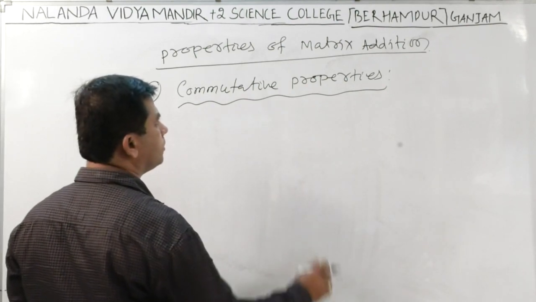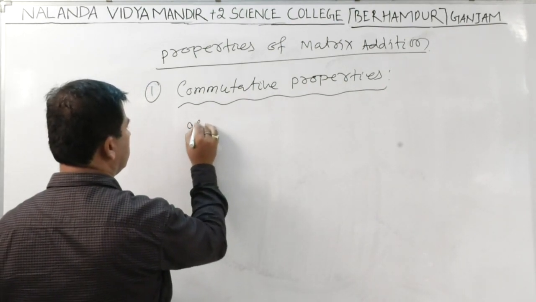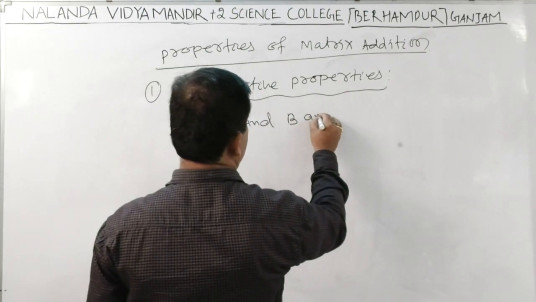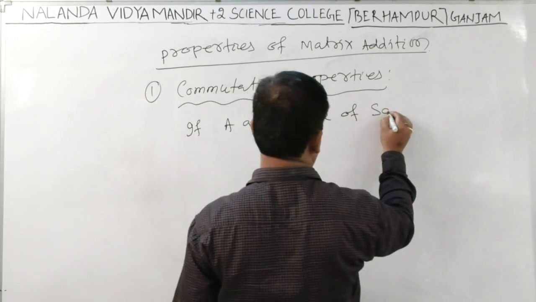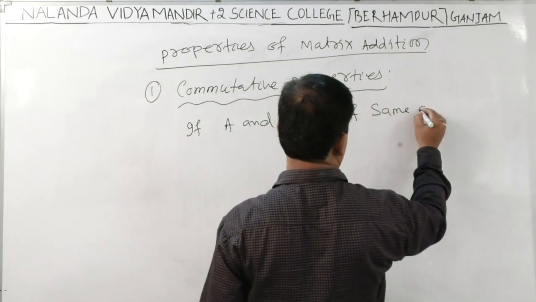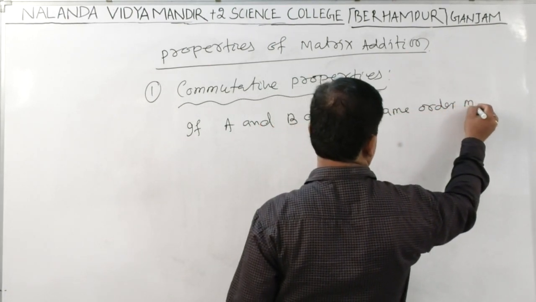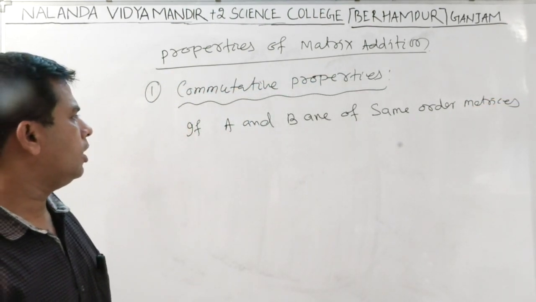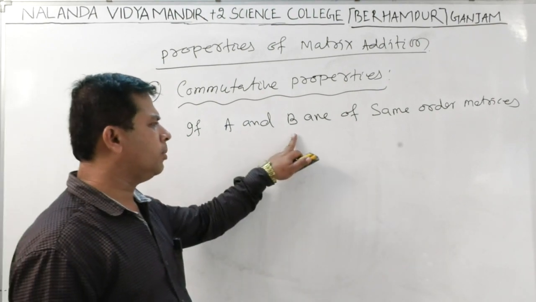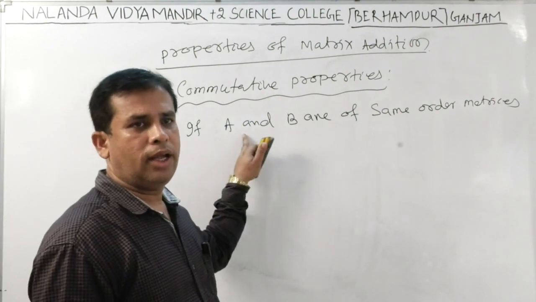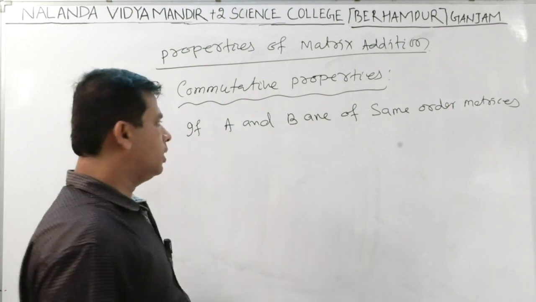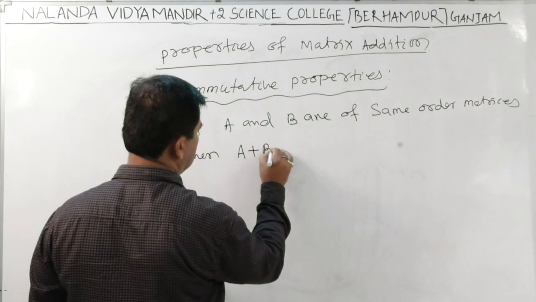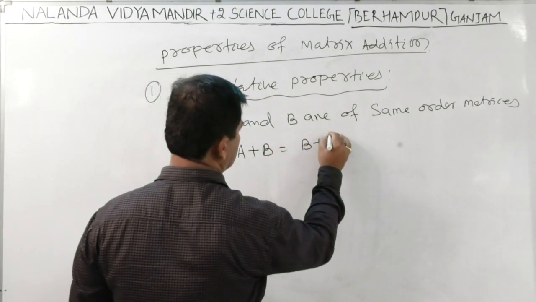Commutative property of matrix addition: if A and B are of the same order matrices, which means we can add A with B and also B with A, then A plus B is equal to B plus A.